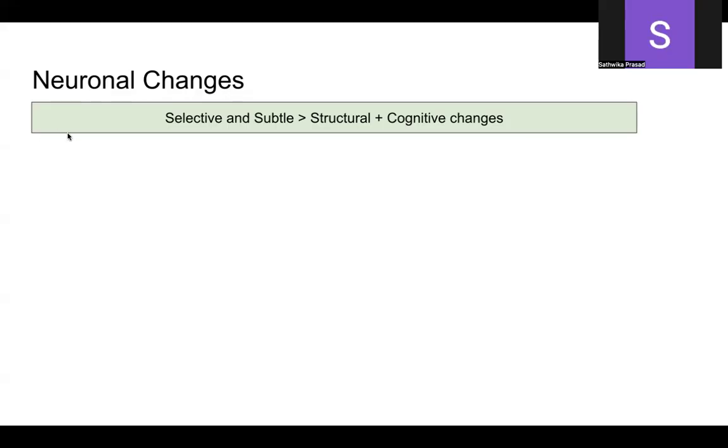Basically, what that means is that they only occur in specific regions of the brain, namely the PFC, your prefrontal cortex, and your hippocampus.